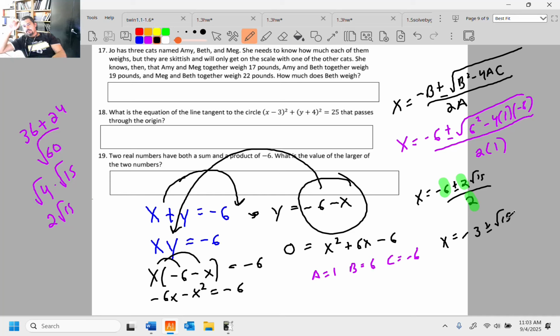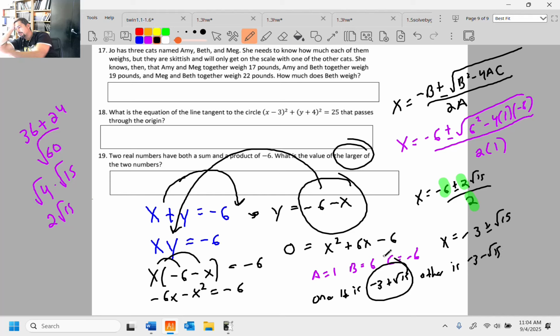Now, there's actually two answers here. These are the two numbers, okay? One number is negative 3 plus the root of 15, and the other is negative 3 minus root 15. Now, the original context of the question was, what is the value of the larger? Well, that would be that one.